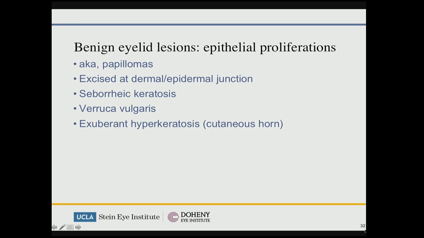Epithelial proliferations include seborrheic keratosis, verruca vulgaris, and cutaneous horns, and these need to be excised at the dermal-epidermal junction.